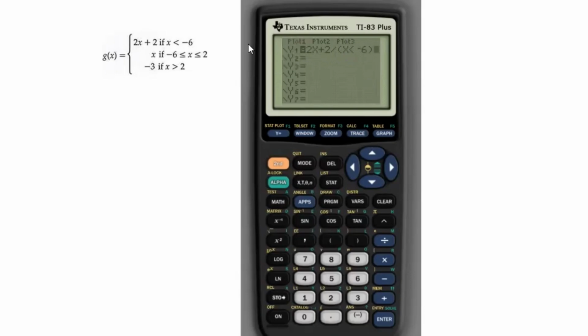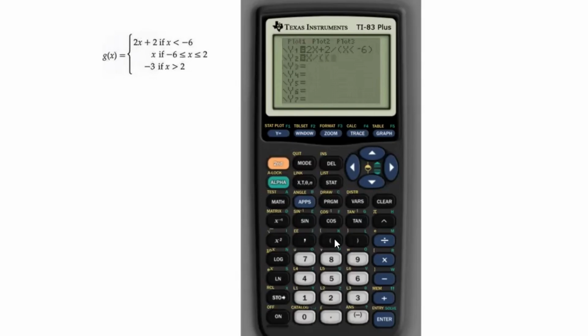All right. Now we can do the same thing for the next piece, but because x is both greater than or equal to -6 and less than or equal to 2, we can approach it a little bit differently. So let's check this out. Let's go ahead and put x, which is the expression of this piece, and then we're going to put divided by. Now let's put open parentheses, and then let's put another open parentheses.